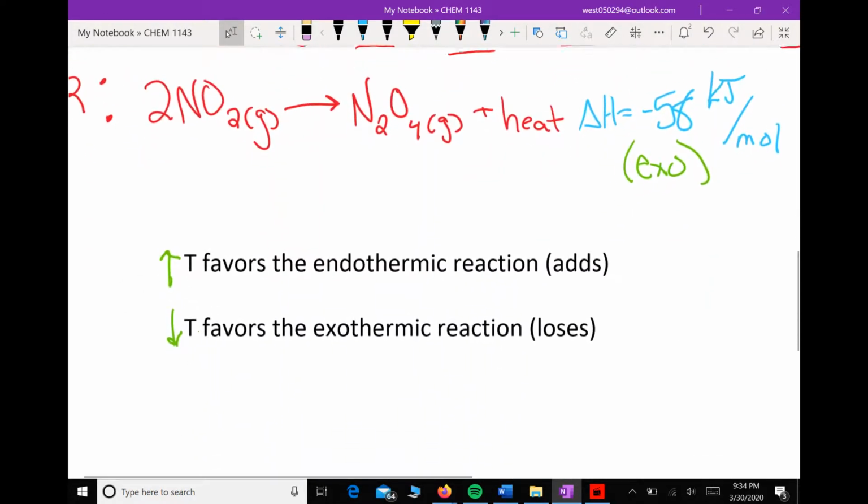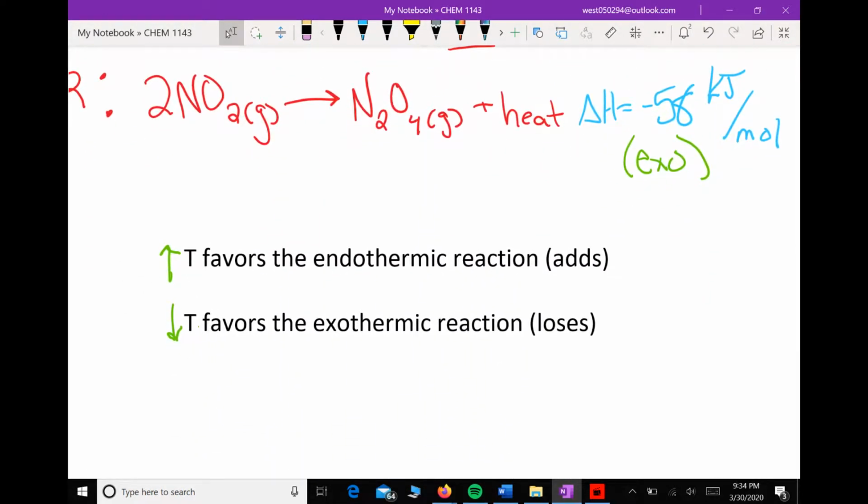When applying LeChatelier's principle to temperature, first I will tell you that when you increase the temperature, the reaction favors the endothermic reaction. The endothermic reaction is one that absorbs heat, whereas a decrease in temperature favors the exothermic reaction, which means that the system will give off heat.